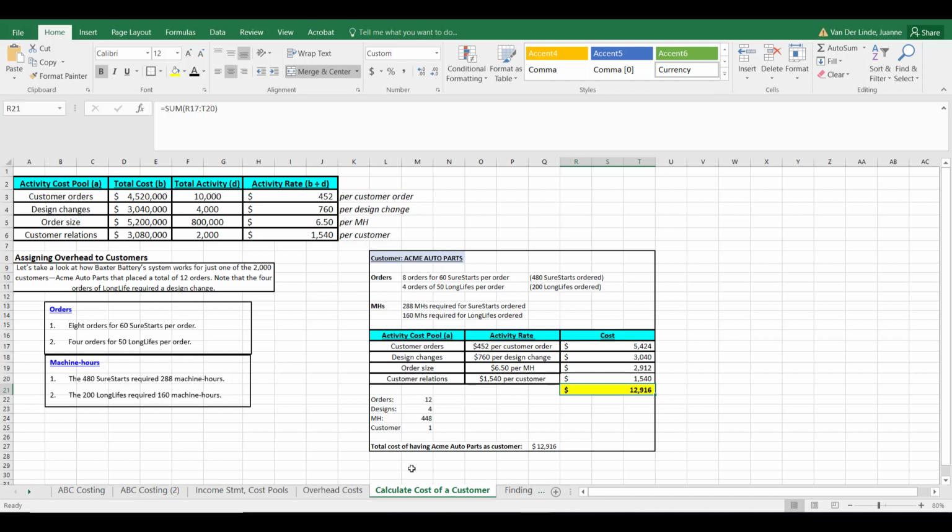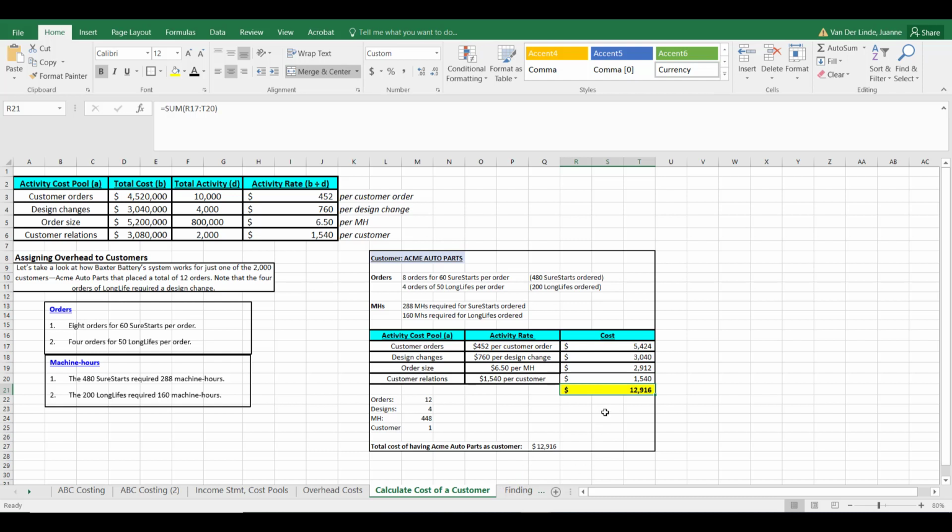So the total cost of having Acme as a customer or serving this customer is about $12,916. So that's just the overhead cost for Acme. So we've just assigned overhead costs to Acme. There's other costs associated with this customer, like direct materials, direct labor, and shipping costs, those traceable costs. But so far we've just looked at the manufacturing costs to assign to this customer.